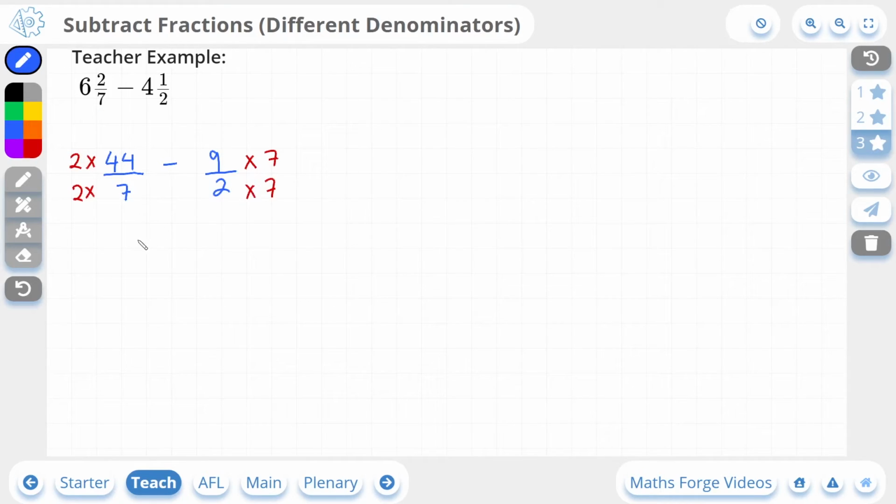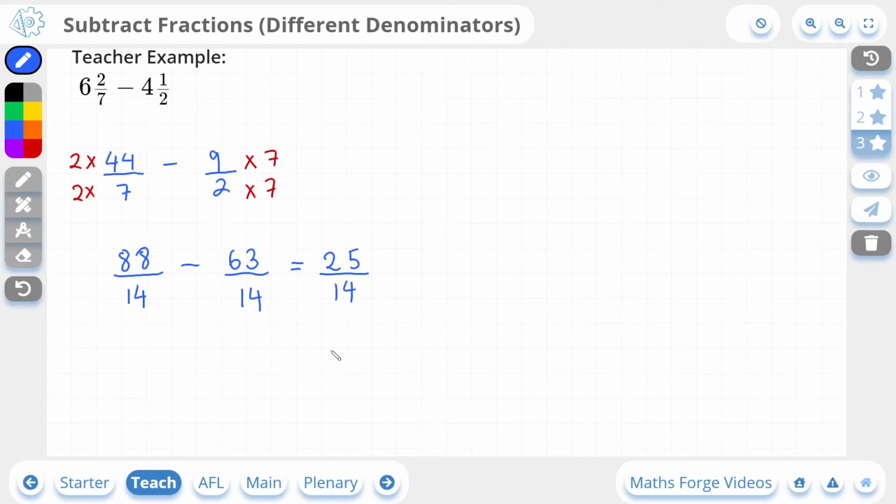And executing this calculation, we're going to get the following. 2 times 44 is 88 over 2 times 7, which is 14, minus 9 times 7, which is 63, over 2 times 7, which is 14. And as you can see, we have a common denominator of 14, so we can just go ahead and do the subtraction for the numerators. 88 minus 63 will give us 25 over 14. And now we have to take this improper fraction and simplify it into a mixed number.